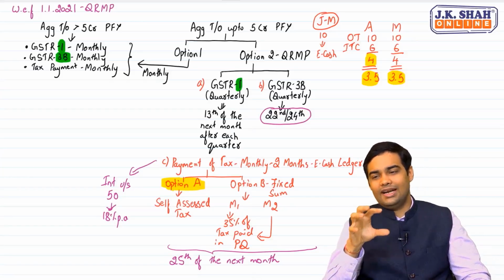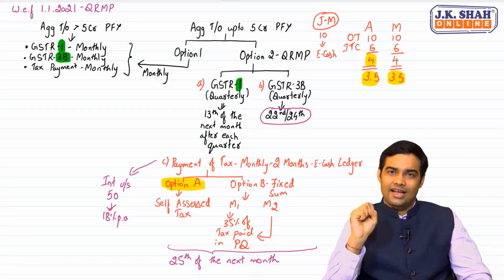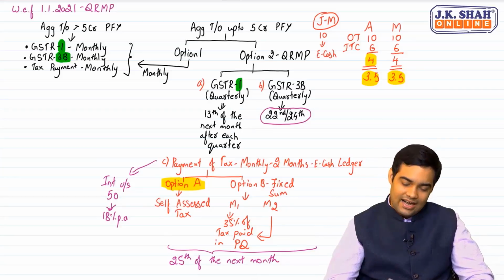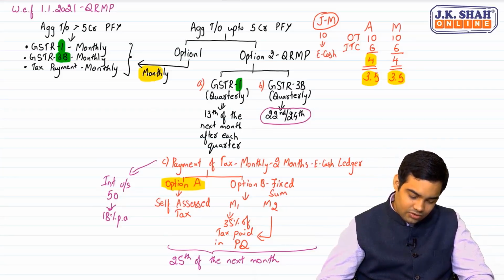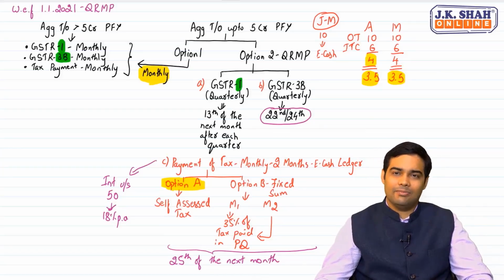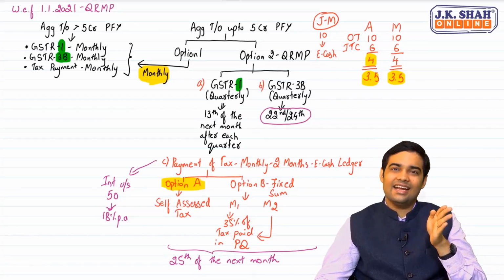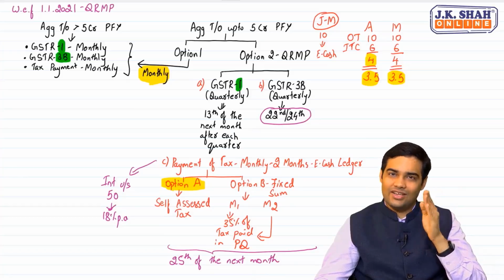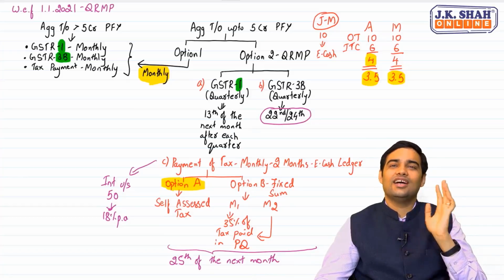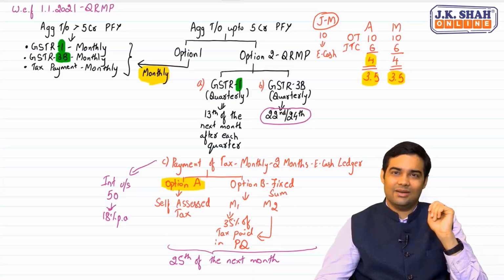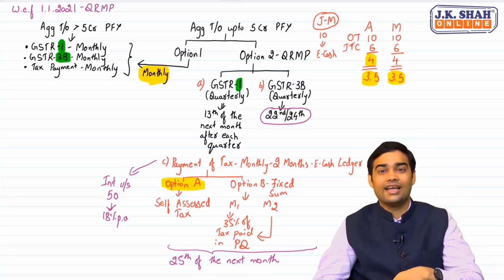The moment I touch 5 crore, from the next quarter, I have to shift to monthly returns, monthly payment. Clear with this? This is similar to what you had read in the composition scheme, that if the aggregate turnover crosses 1.5 crore in the current year, then you are required to shift to the regular scheme. Yes? Okay.